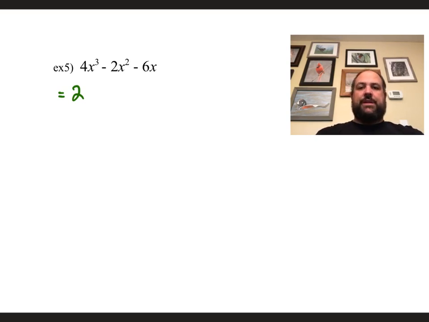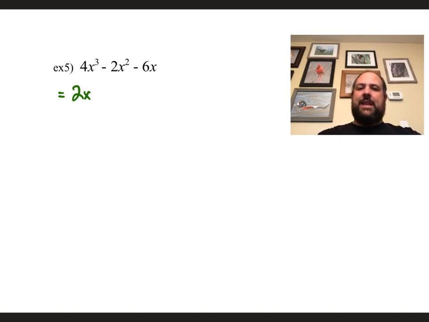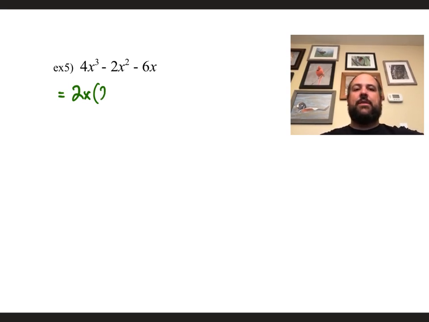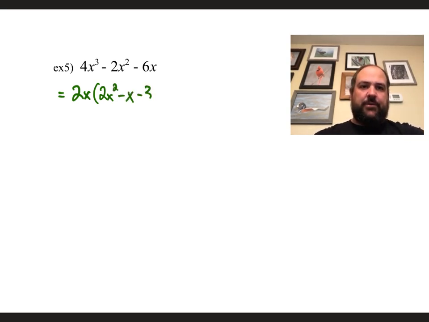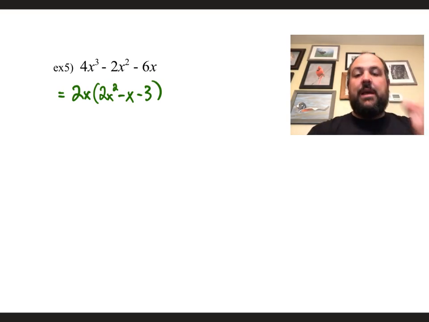But I also notice when I look at these 3 terms, I have x cubed, x squared, and x. They all have the same variable. That means we can factor out, in this case, the smallest exponent on that variable, which is just x. So now we have our leftover expressions. If I divide everything that's there by 2x, that's going to leave me with 2x squared minus x minus 3.